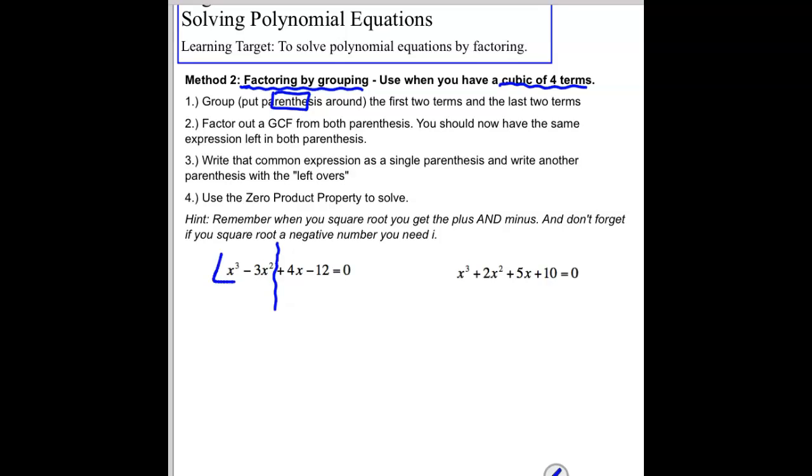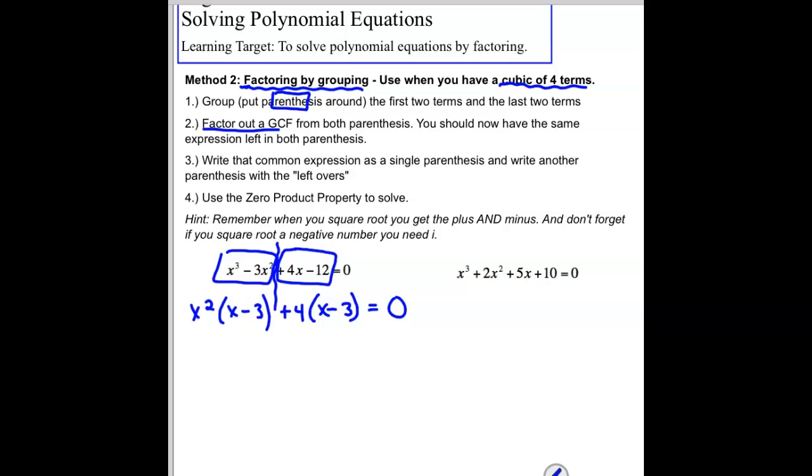Okay? So we're going to look at the first half of it, and we're going to factor out a GCF. So what's a GCF in x cubed minus 3x squared? We could take an x squared out. And we have left over then an x minus 3. Okay? Then we do the same thing with the second group. The second half of this. Factor out a GCF from that. In this case, we can take out a 4, a positive 4, and we have an x minus 3 left over.